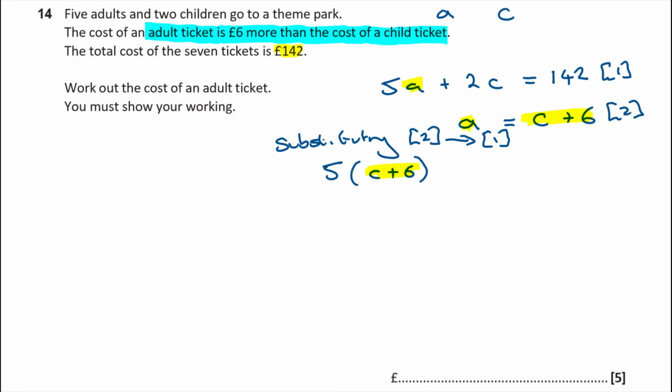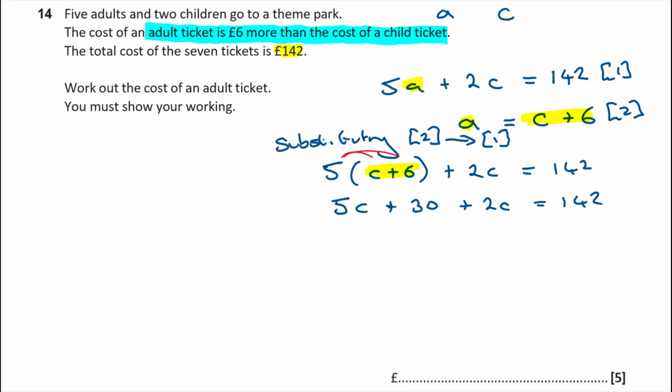Okay, so where the A is in the 5A plus 2C, I'm going to write down the value of A in my second equation, C plus 6. So 5 lots of C plus 6 plus 2C is equal to 142, just writing out the rest of equation 1. Okay, so I've got some brackets which I can multiply out, just by multiplying everything in the bracket by 5. So that tells me that 5C plus 30 plus 2C is equal to 142.